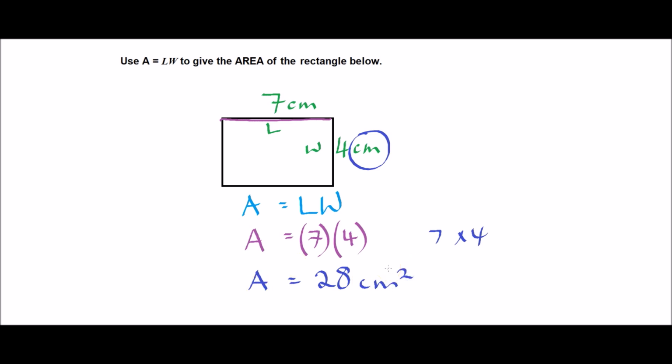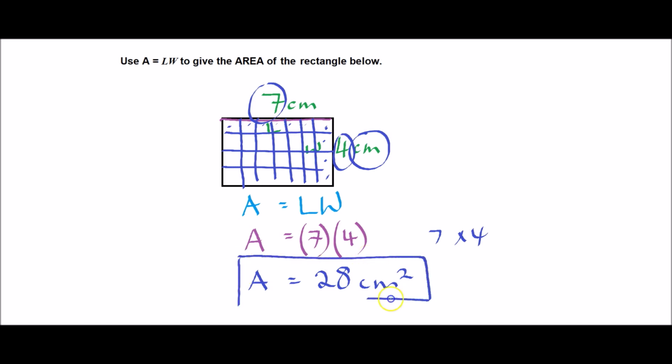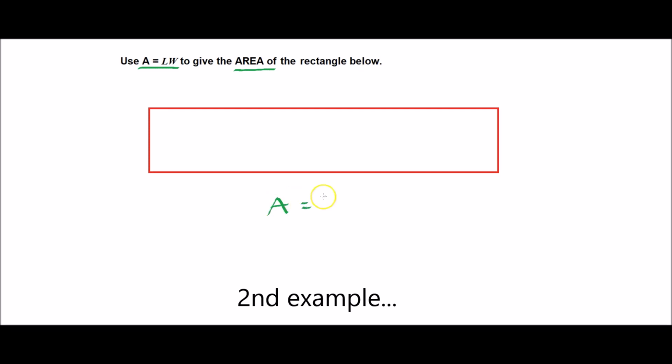Why is it squared? Because we measure area, which is the inside space in a 2D shape, so the space inside the perimeter, we measure that space in squares. And if you were, so you can see 1, 2, 3, 4, and then 1, 2, 3, 4, 5, 6, 7. And if you were to count up all these squares, you would end up with 28 of them. Area equals length times width.